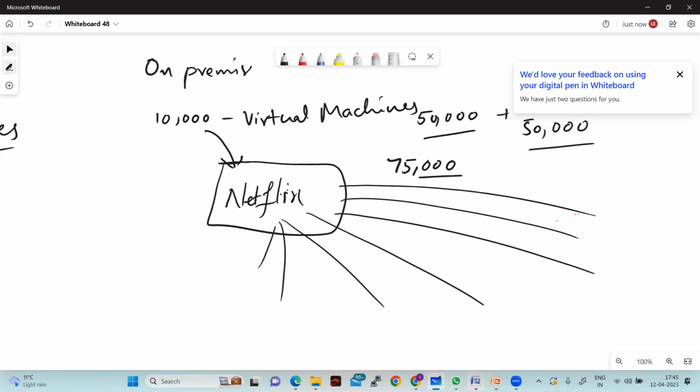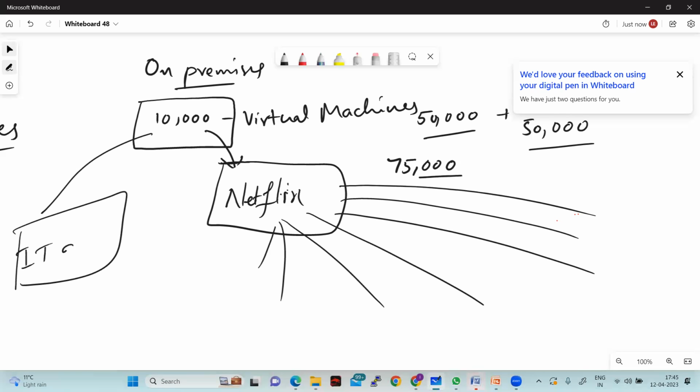Okay, so let's say this is on-premises. When you have 10,000 virtual machines, you are maintaining all these 10,000 virtual machines on your premises by maintaining an IT department. So now let's say tomorrow again, there would be 20,000 more users. Then what do you do? Again, you will add, let's say, 2,000 more virtual machines in your company. But is it really feasible for you?